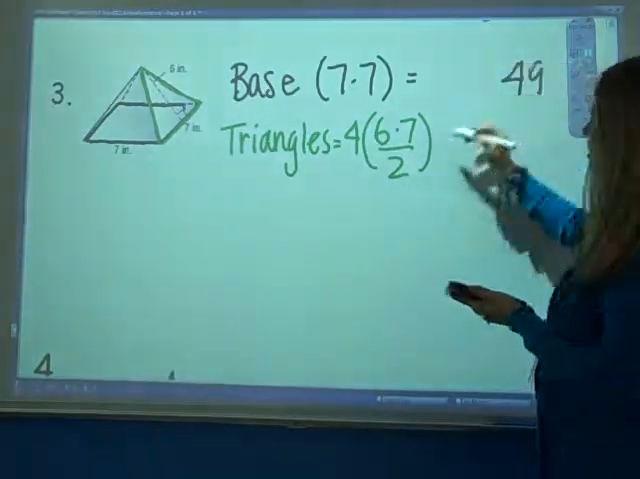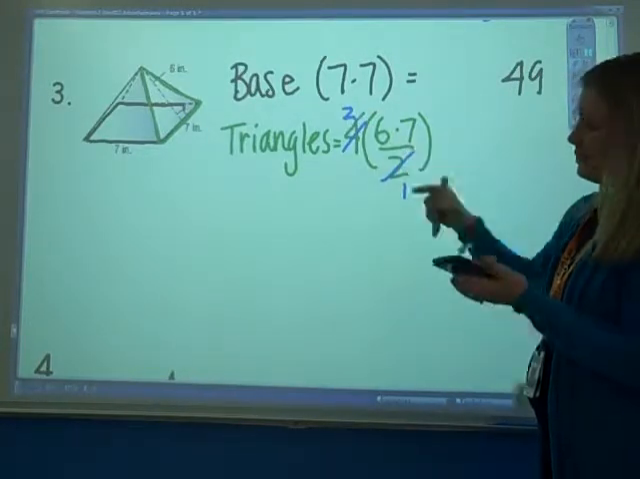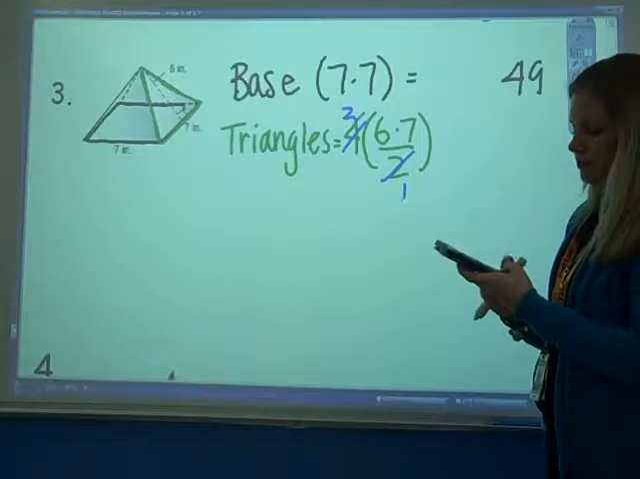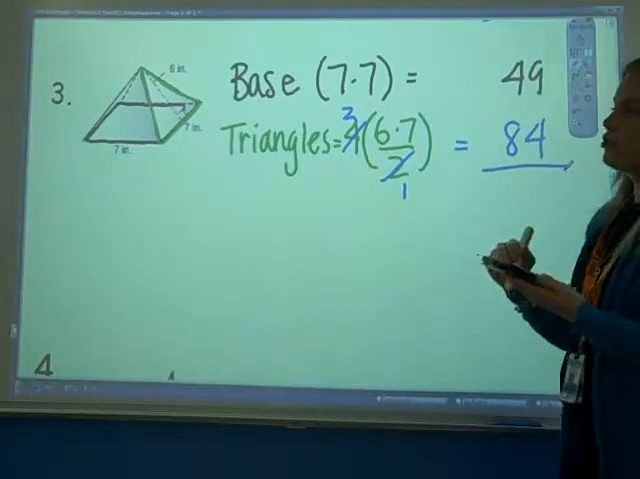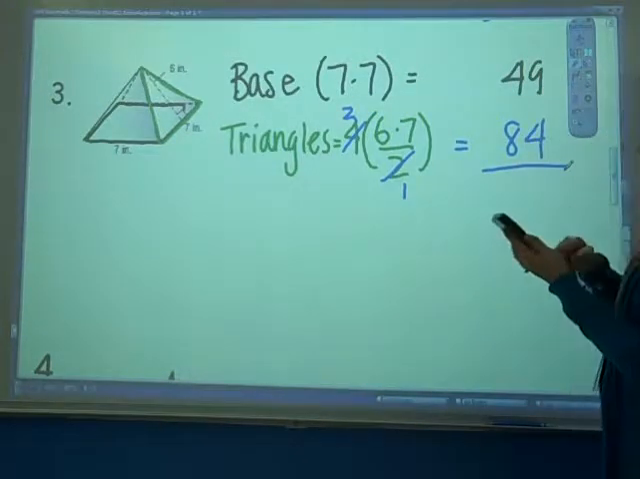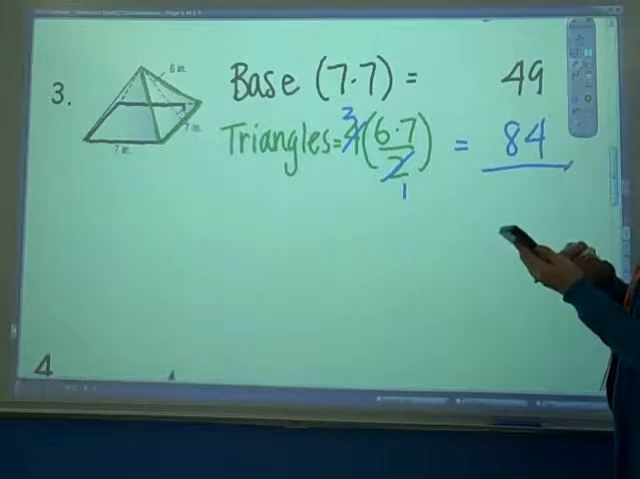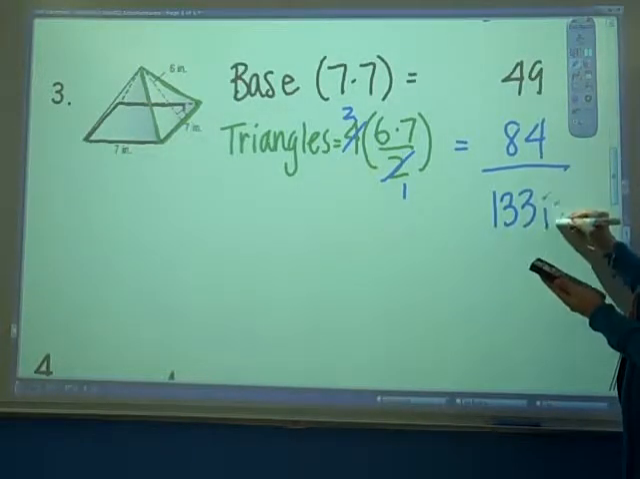You can cancel things out. 2 and 4 become 1 and a 2. So you're doing 6 times 7 times 2, which is 84. And you just add. So all we did was find the areas of each of the shapes, all of our faces, and we added them up. Units, inches, squared.